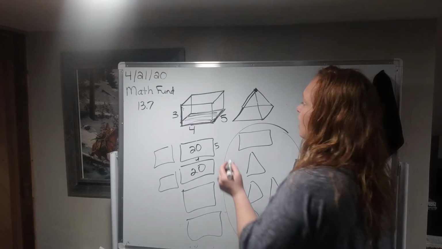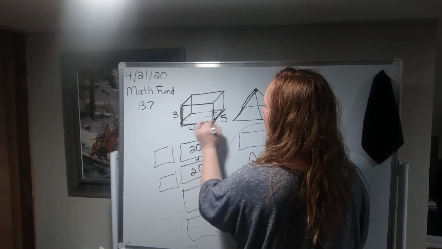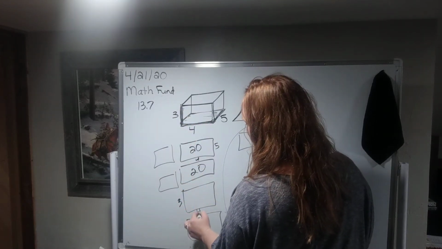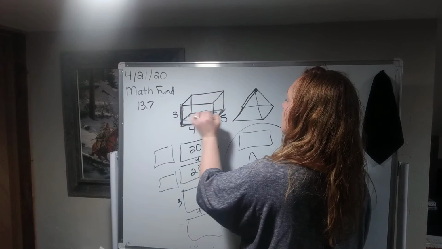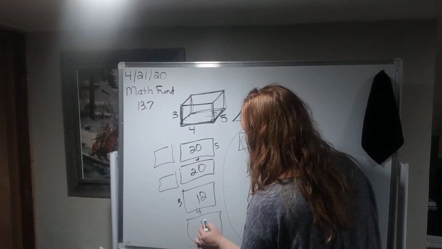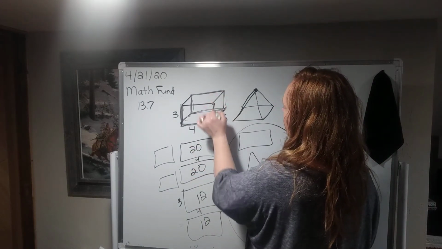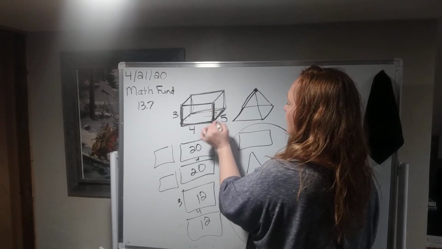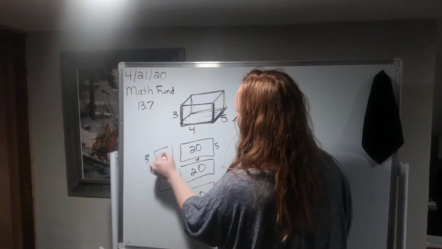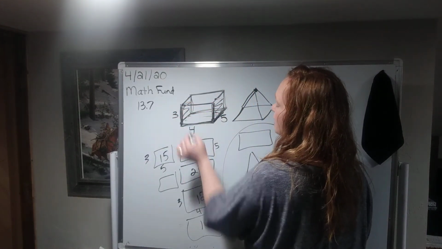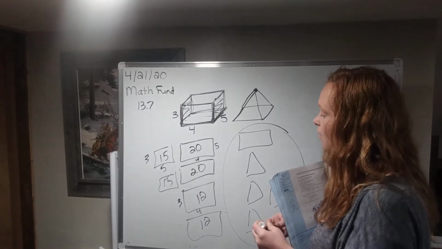Okay, now I want to find the front, this front rectangle that's standing up tall. So it's a 3 by 4, and 3 times 4 is 12. And I know that if the front is 12, then the back surface area will be 12 as well. Okay, now I have to find these little end rectangles right here. Okay, so I know that the height is 3 and the length is 5, so I have a 3 by 5, and 3 times 5 is 15, and if this side is 15, then this side is going to be 15.